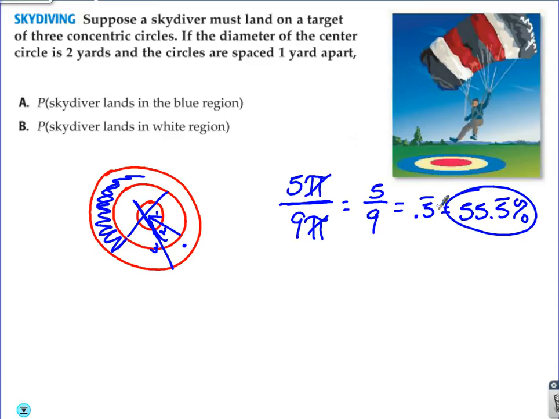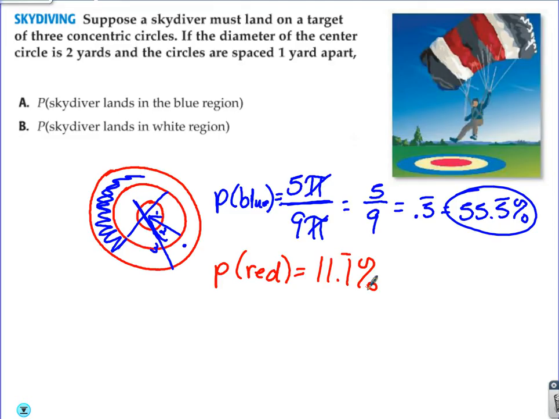Okay, now let's do the white region the easy way. That's the probability that he's going to land in blue. You could add the percentage for the red and blue. Last up, we did the probability that he's going to land in red was equal to 11.1 repeating percent. Guys, he's going to land in red, white, or blue, one of the 3. So if the chances of red is 11.1%, the chances of blue is 55.5 repeating, if you add those together, that is 66.6 repeating percent.